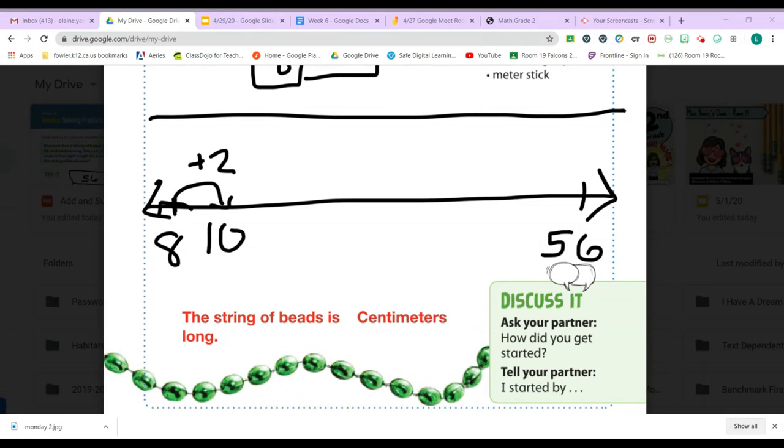And after you're done, I want you to use a sentence for your solution when you find the centimeters. Go ahead and pause. When you are ready, go ahead and hit play and we'll go on to the next problem.